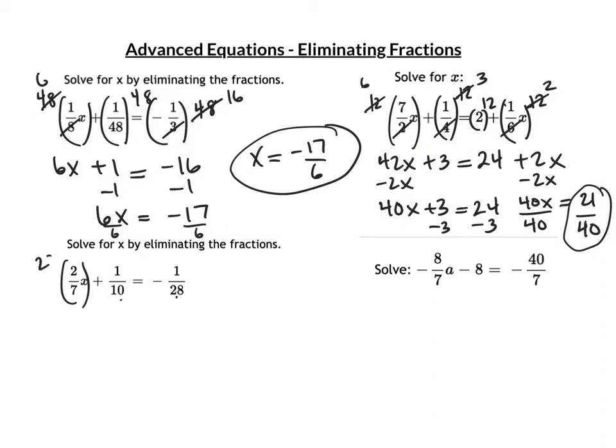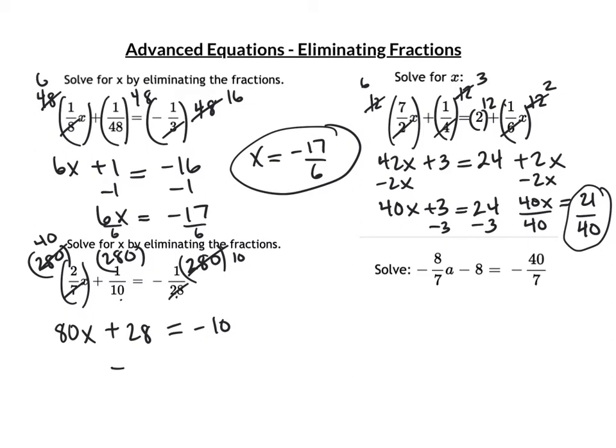So I'll multiply everything by 280. The only difference is you might have to do a little more simplifying. But 7 into 280 goes 40 times. 40 times 2 is 80x. 10 into 280 goes 28 times. 28 into 280 goes 10 times. And 10 times negative 1 would be negative 10.